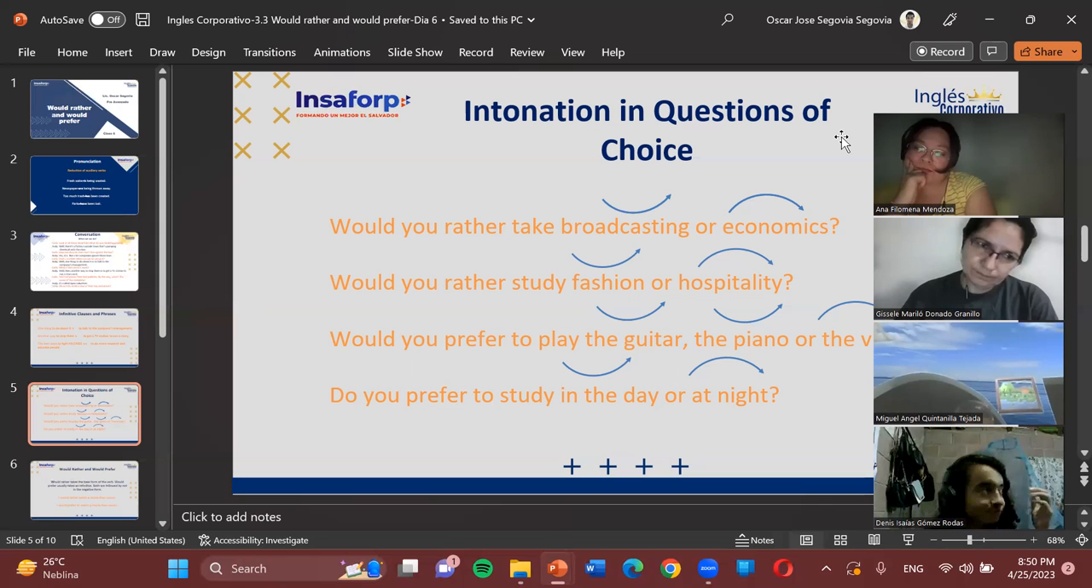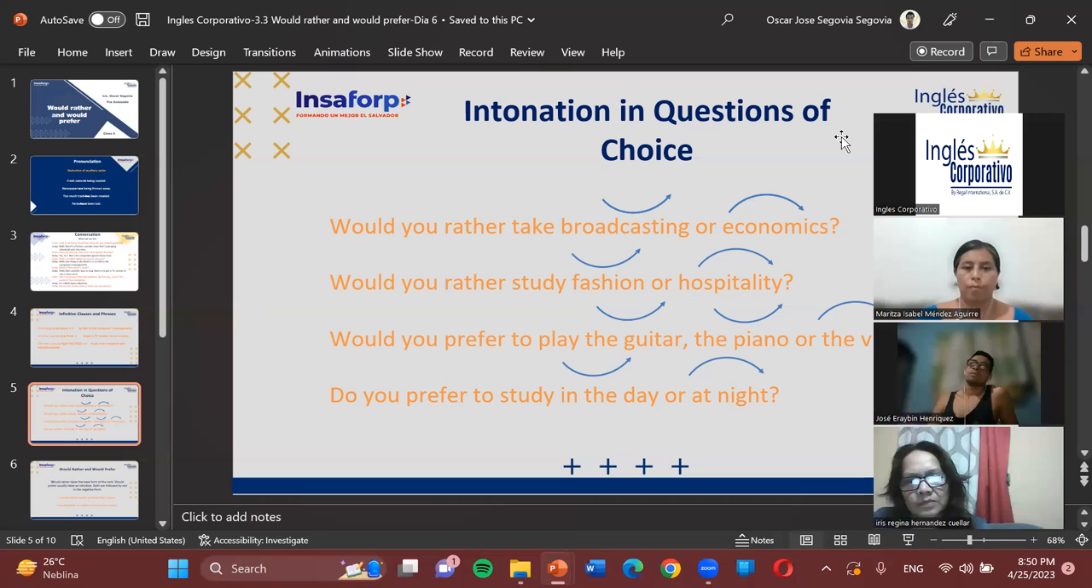You know that when we get to the last piece of the word, the last syllable, we're going to say it at a lower voice. So, on the day or at night.